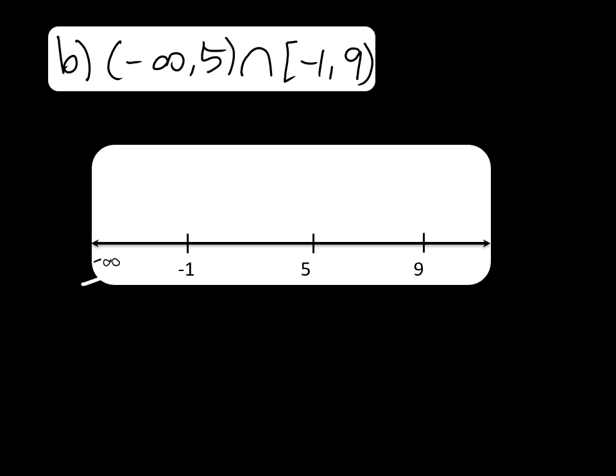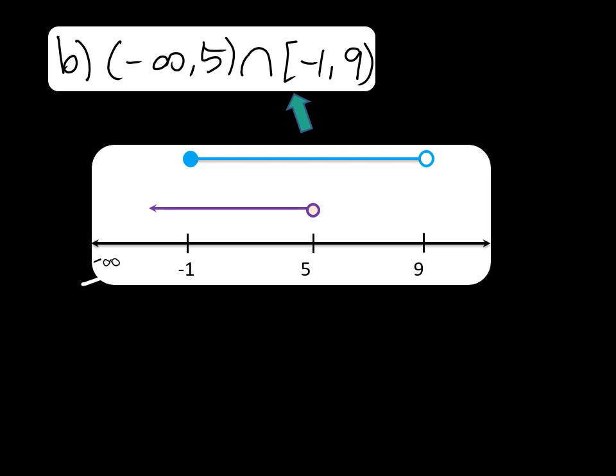Now sketch the sets. The first set is from 5 to negative infinity. It starts from 5 to negative infinity, and 5 is not included, so it should be an empty dot. The second set is from negative 1 to 9. Negative 1 is included, so a dense dot, but 9 is not included, so an empty dot. Connect these two points.